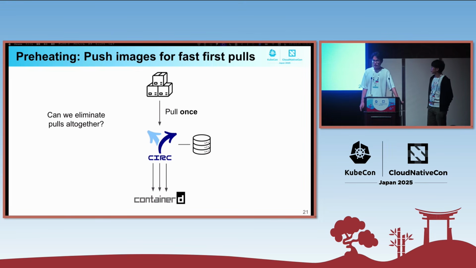The third feature is preheating. CIRC returns images to containerd quickly, but it is true only when the images are already present in the cache. New images need to be pulled once. But what if we could eliminate pulls altogether? We could speed up the first pull from containerd.